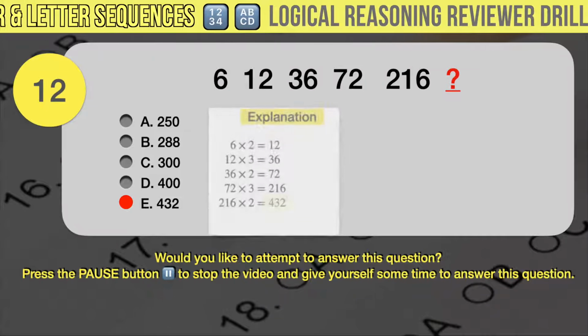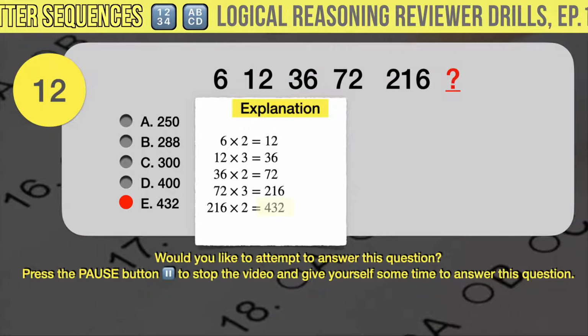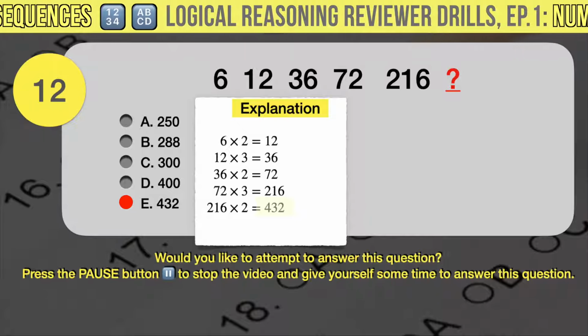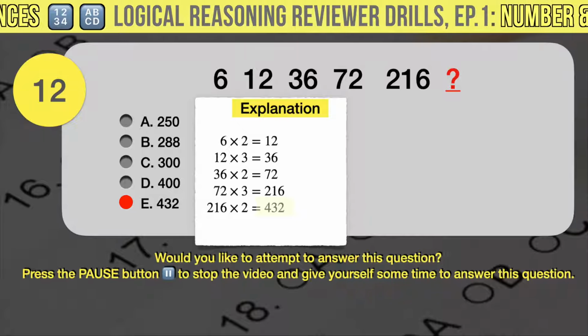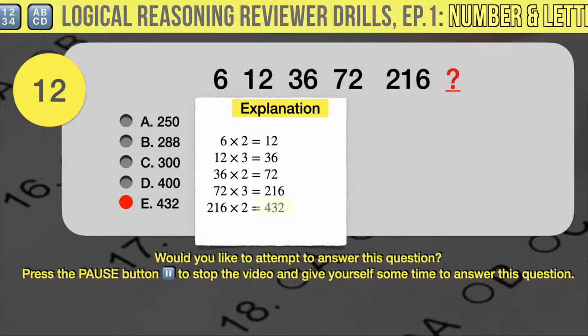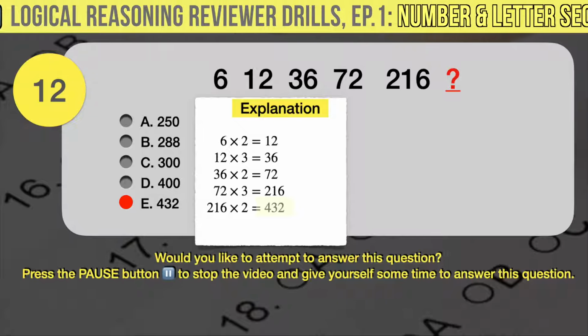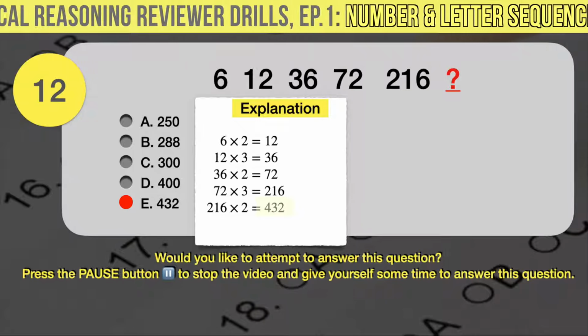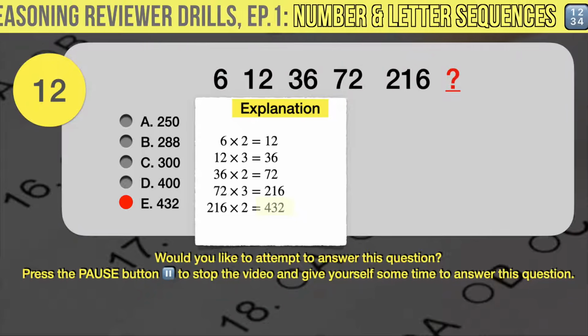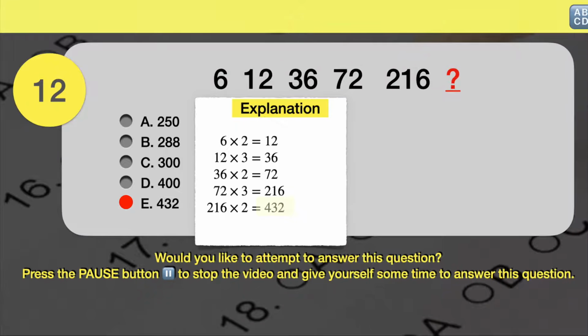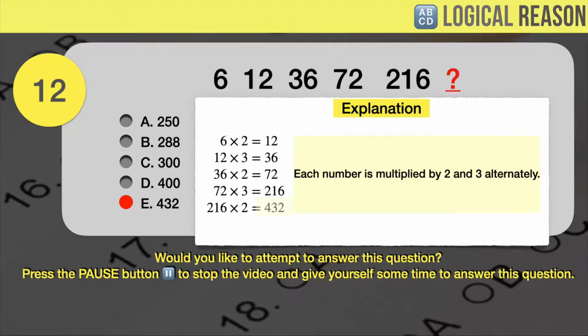432. Here is how the sequence goes. 6 times 2 equals 12. 12 times 3 equals 36. 36 times 2 equals 72. 72 times 3 equals 216. 216 times 2 equals 432, the next number in the series. Did you get the principle behind the sequence? We simply multiplied each number by 2 and 3 alternately.